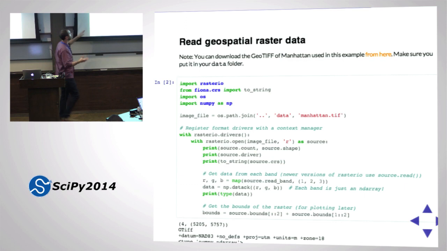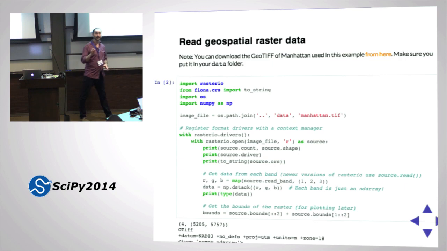And then exact same thing, right? We're going to register format drivers. So with rasterio.drivers, same exact thing as with Fiona. With rasterio.open image file and opening it in read mode as the source. Let's print a little bit of information about it. Okay, so source.count, that's the number of image bands. Kind of makes sense.